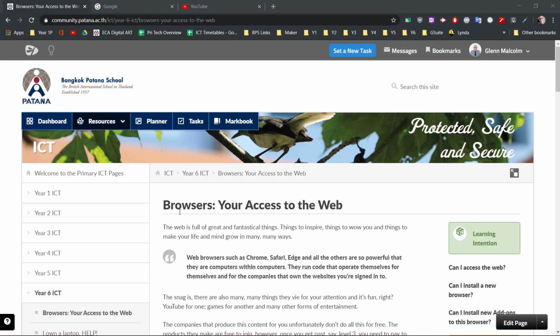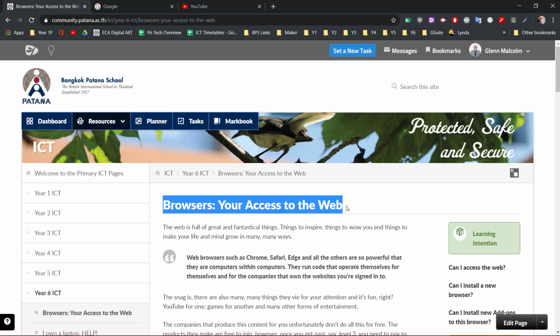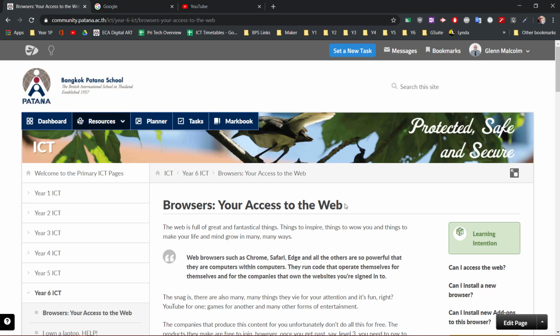Hope you're well. So what we are going to be learning about today are browsers. Browsers are incredibly important in today's connected world. We have browsers on our phones, we have browsers on our tablets, and we're looking at a browser right now, the one that we generally use in school, which is Google Chrome.